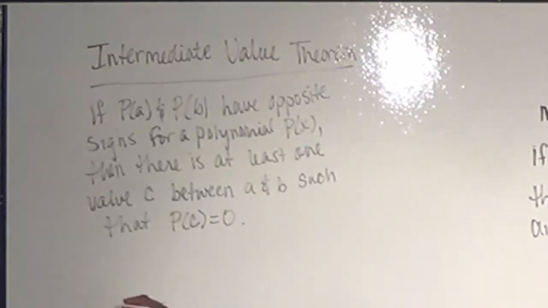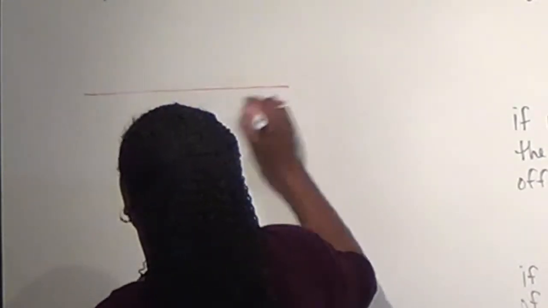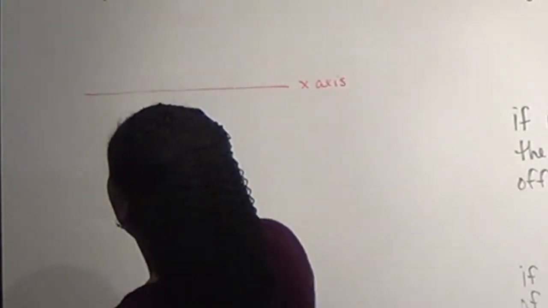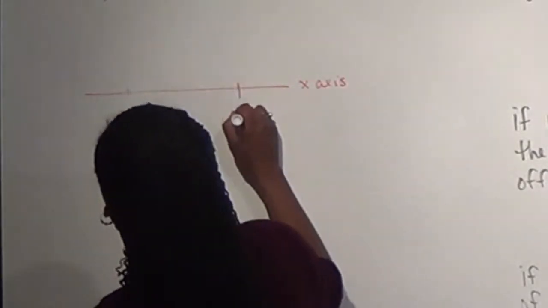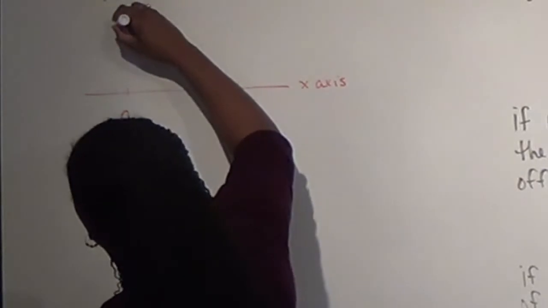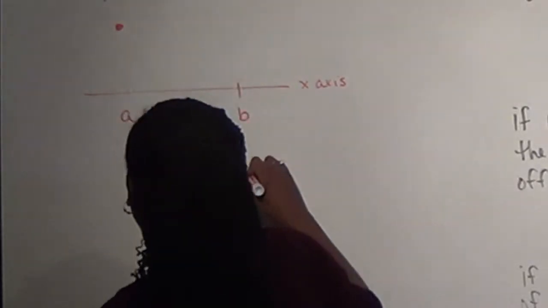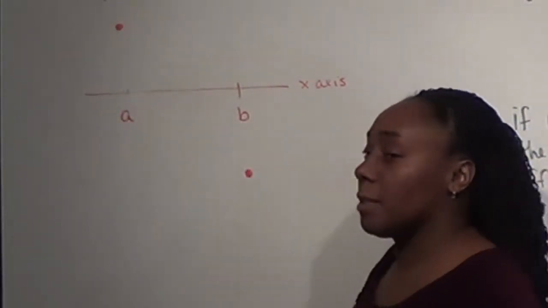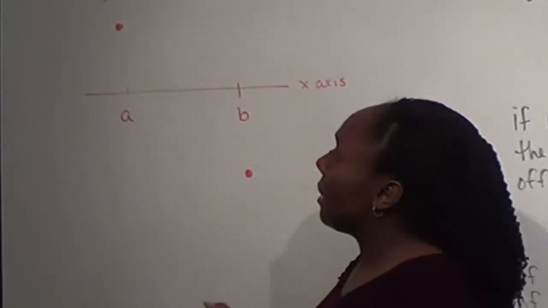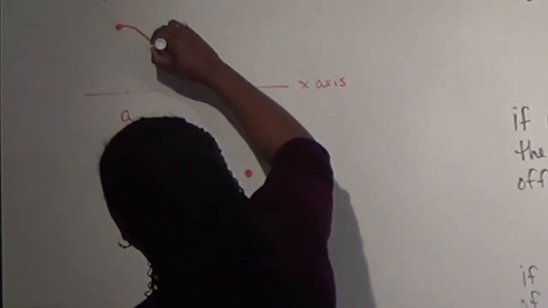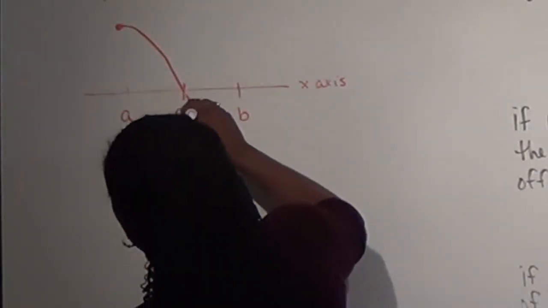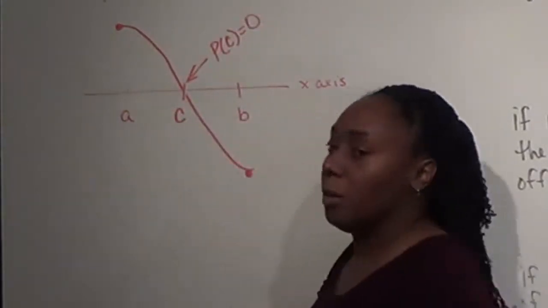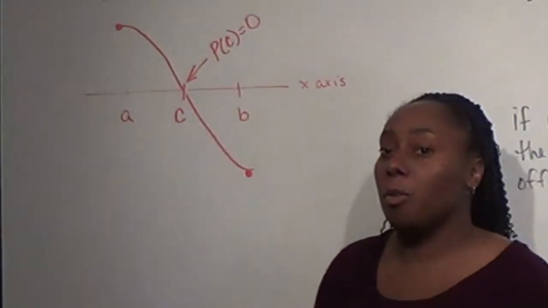So if I'm looking on a graph, what this is saying is if this is my x-axis and I have some a and some b such that the values p of a and p of b for the function are opposite, so one is above the x-axis and the other is below, because it is a continuous function, there has to be some point in here c where p of c is equal to 0, meaning it is a root of our polynomial.